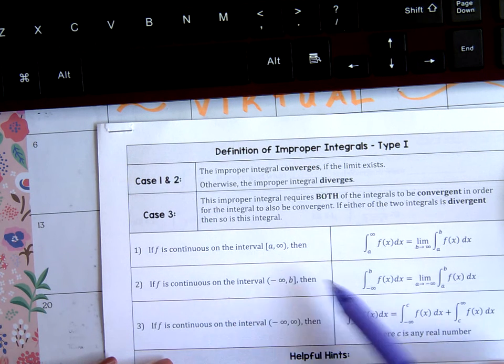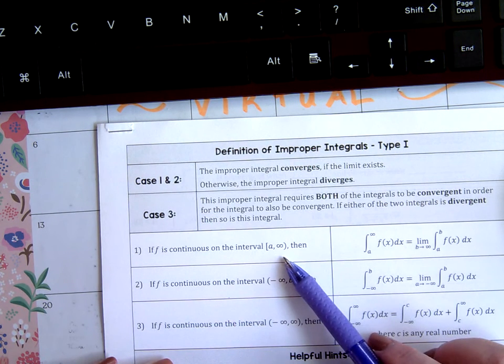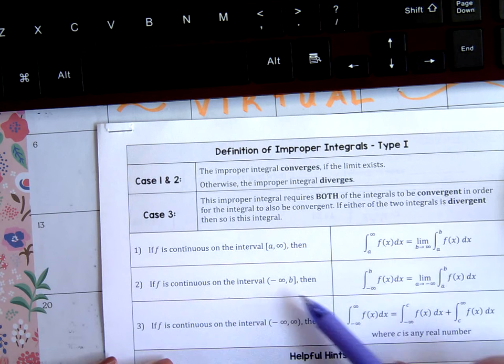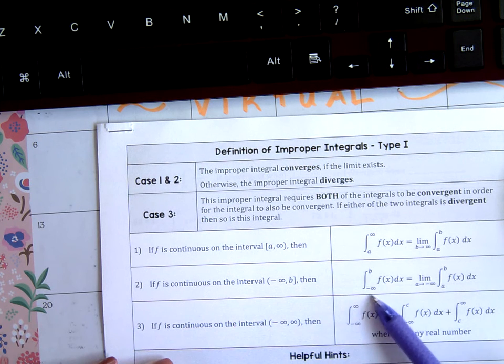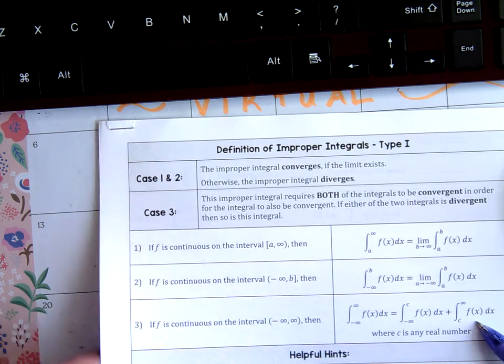So continuous looks like this. Continuous from a to infinity. Continuous from negative infinity to b looks like this. Continuous from negative infinity to positive infinity, you have to split it up. That, again, is not going to make a whole lot of sense until you see some problems.